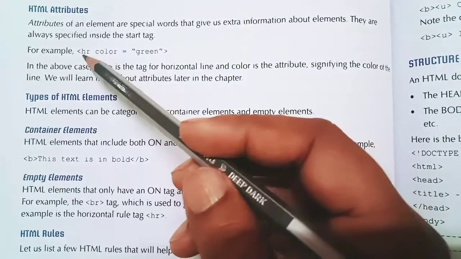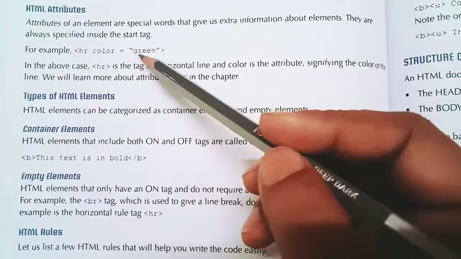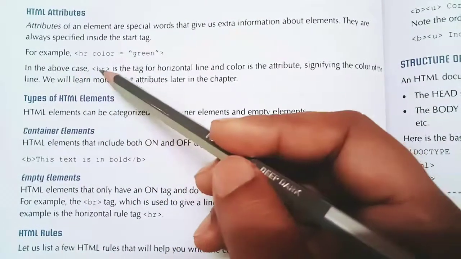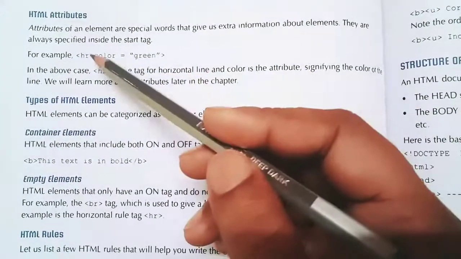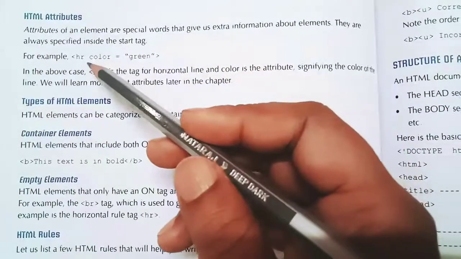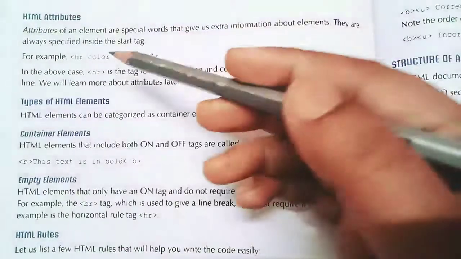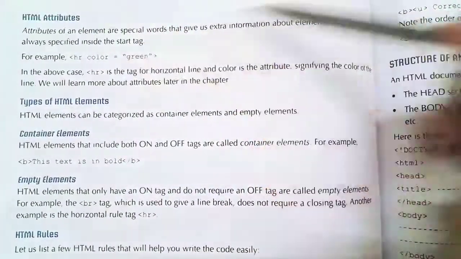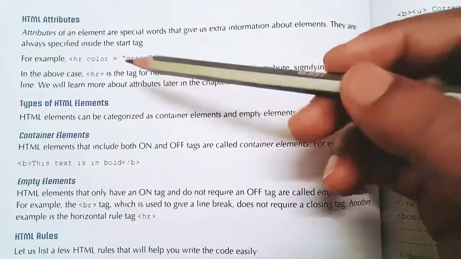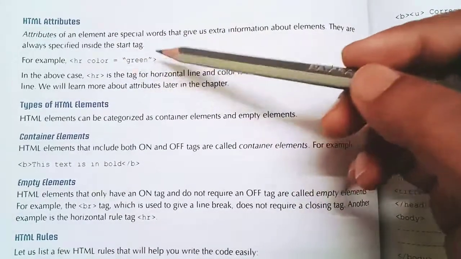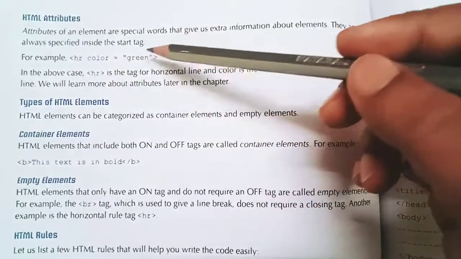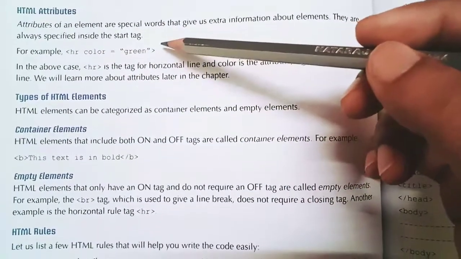This tag: less than sign, HR, color equal to green inside the inverted commas, then the tag closed. In the above case, HR is the tag for horizontal line. HR means horizontal line. So it is closed, and color is the attribute. The color attribute signifies the color of the line. That means it is showing the color of the horizontal line, that is green. We will learn about more attributes later in this chapter. So the horizontal line color is green, and that's why it is enclosed in inverted commas.